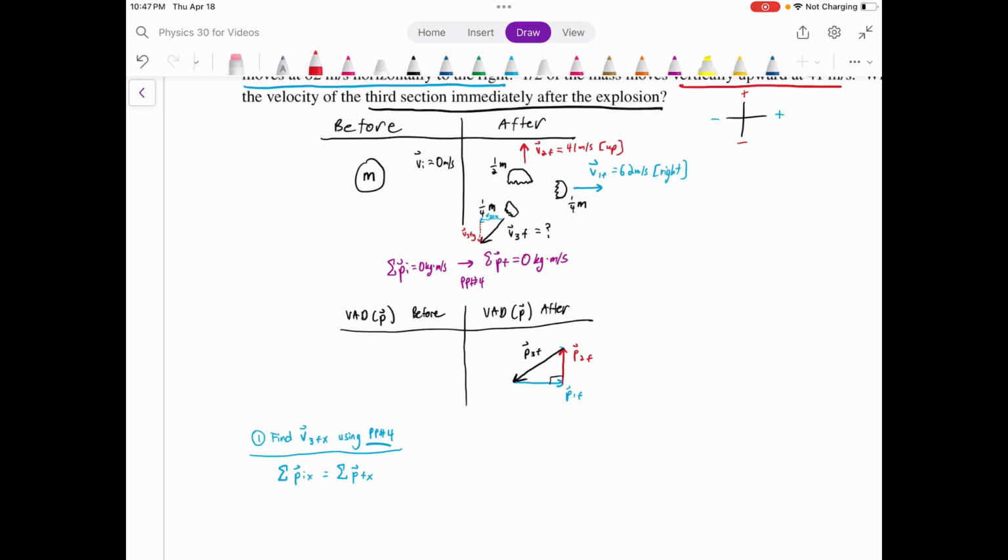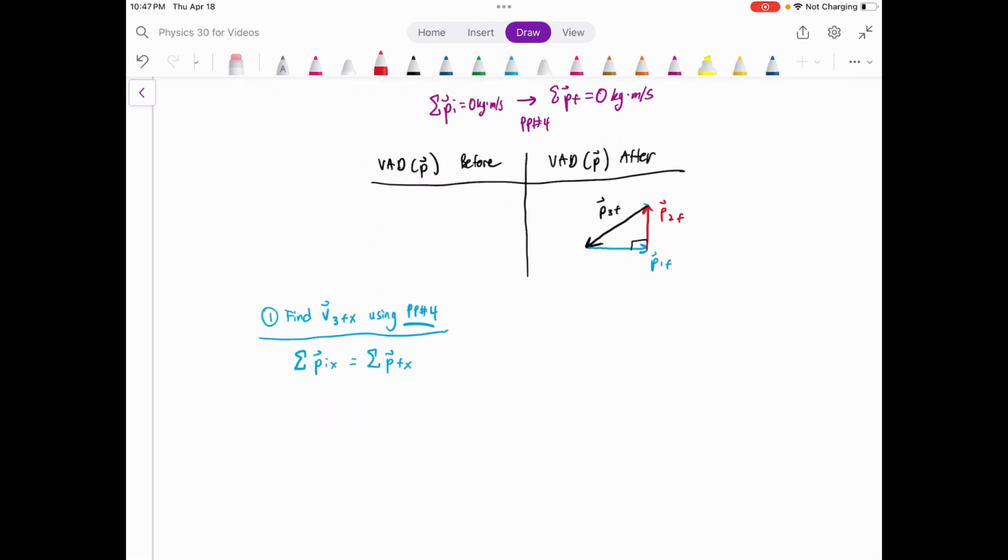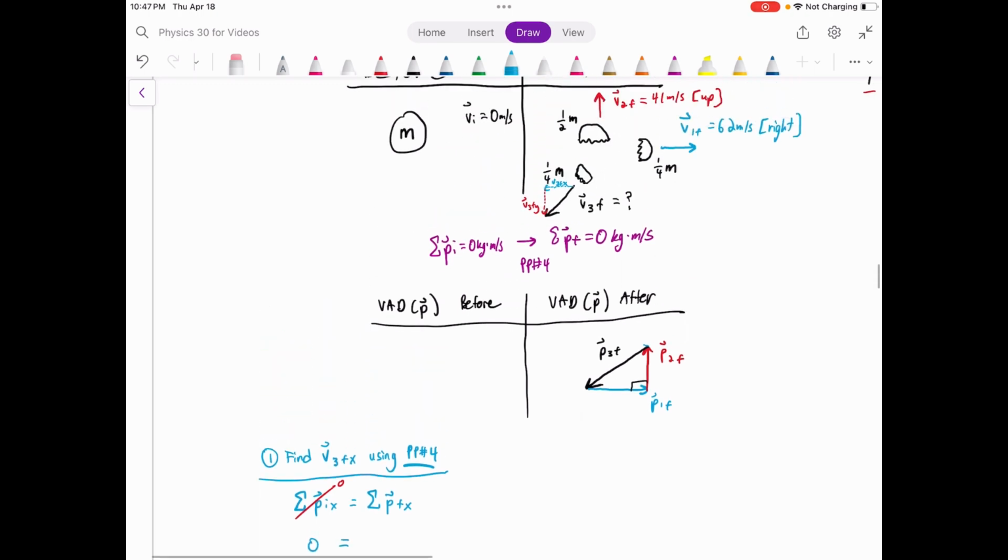Now, here's the nice thing about this one. What is the total initial momentum in the x-axis? Yeah, it's 0. It wasn't moving at all. It definitely wasn't moving side to side. So this whole side of the equation is actually just 0. So 0 equals, and then what's the total final momentum in the x-axis?